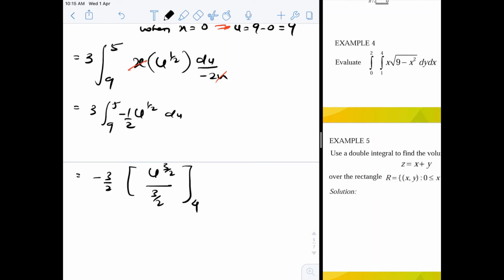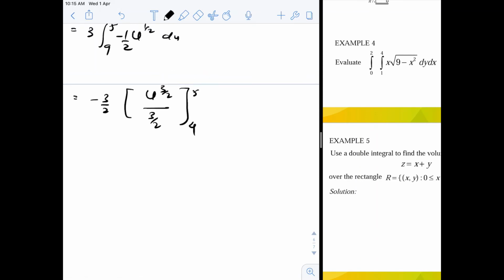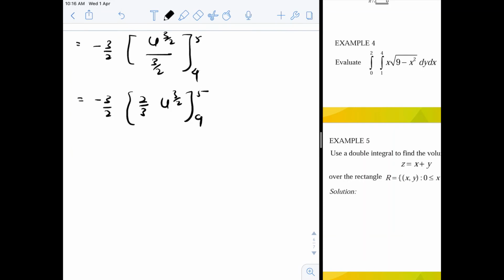So substitute 9 and 5. If we rewrite the denominator, it can be rewritten as this one. So 2 over 3, u to the power of 3 over 2, from 9 to 5. So we can cancel the value here.